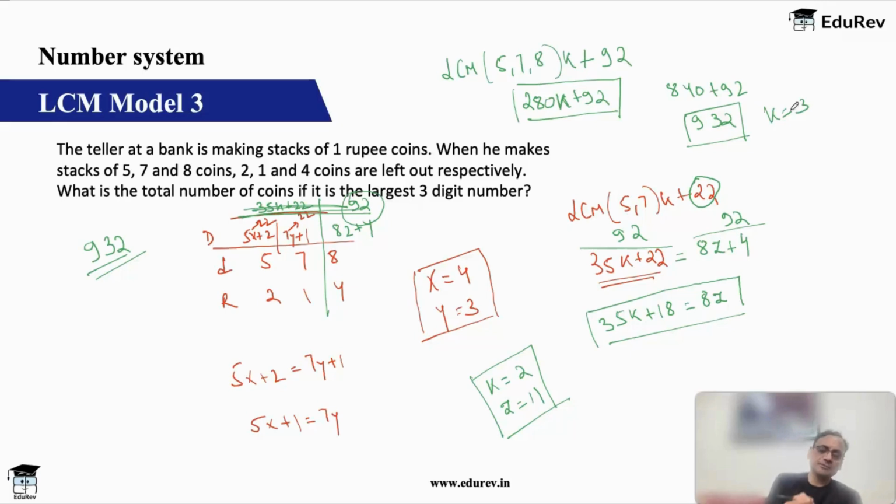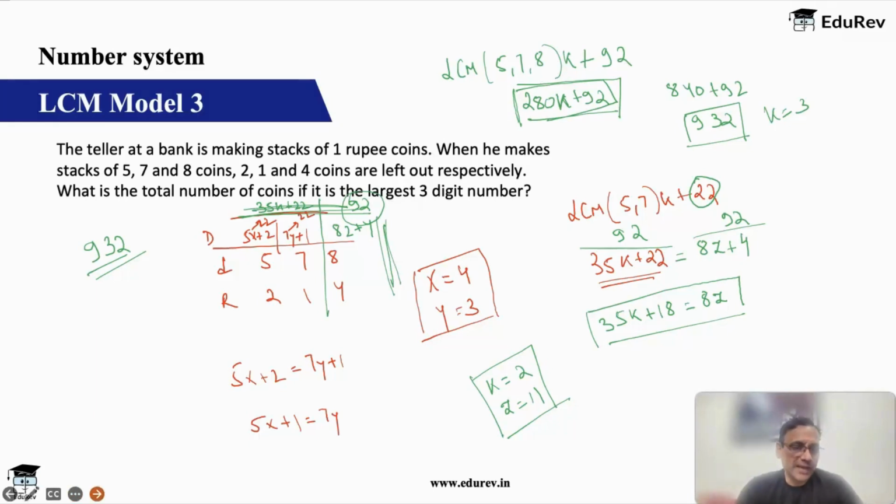Okay, so what would happen if there was a fourth divisor also? I hope you have understood that. So 280K plus 92, then you would have matched that with the fourth one, and then you would have found the value of K once again. So it can go on like this, but this is very important to understand because we are doing this from the core concept. Okay, good.